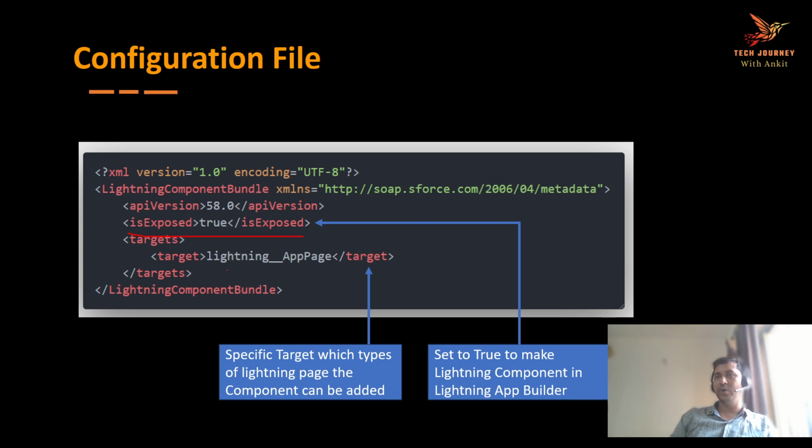And after that, here you have to specify for which different targets you want to expose the component. Whether you want to expose the component to the app page, the record page, the home page, the flow screen, as a quick action, or to the community builder, you can define more than one target here. Again, down the line in the bootcamp, we will further deep dive into the configuration files, where we will see how we can create more generic components by using this configuration file. In case you worked on Aura, the configuration file is somewhat similar to what we do in the design file of Aura.